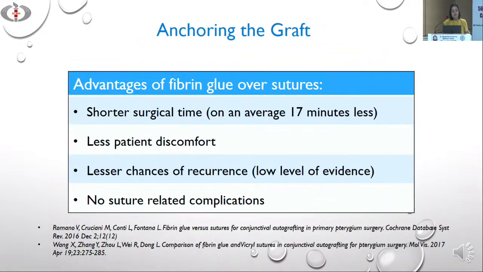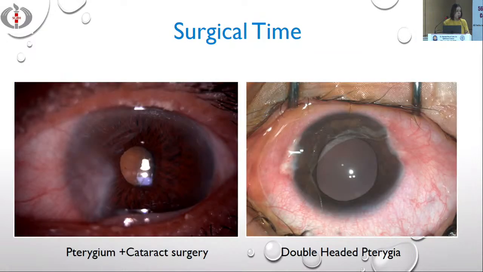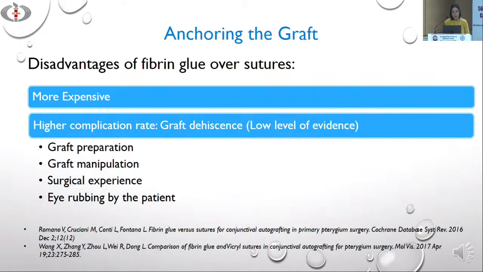So the advantages of using fibrin glue over sutures are mainly to shorten the surgical times. In a Cochrane review, it was found to be on average 17 minutes less. And of course, the patient is more comfortable and we don't have any suture-related complications. Surgical time is specifically important when we are dealing with combined surgery like pterygium and cataract, and also double-headed pterygia.